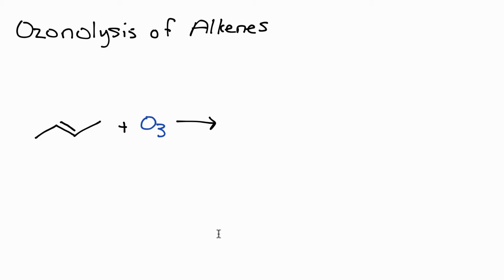We're going to take a look at another type of addition reaction to alkenes, and this one is called an ozonolysis. Basically, what we're doing is adding ozone to alkenes. Here we have ozone, O3. It's typically produced in the lab by taking oxygen, O2, and passing an electrical current through it, and then used from there. But if you want to look at the structure of ozone, we have 3 oxygens bonded together.